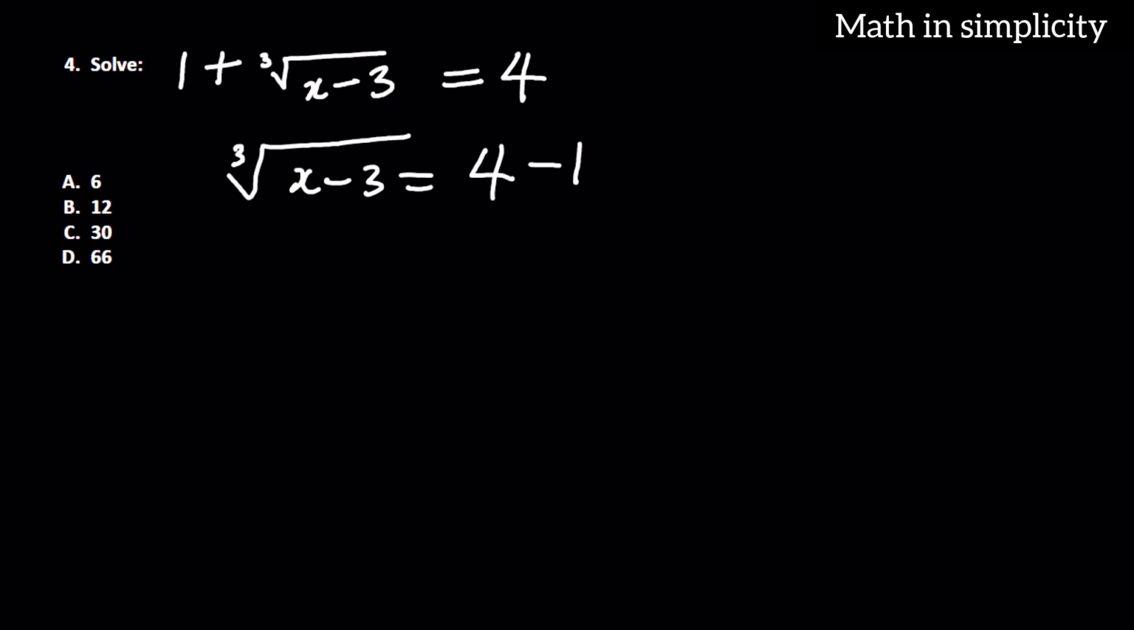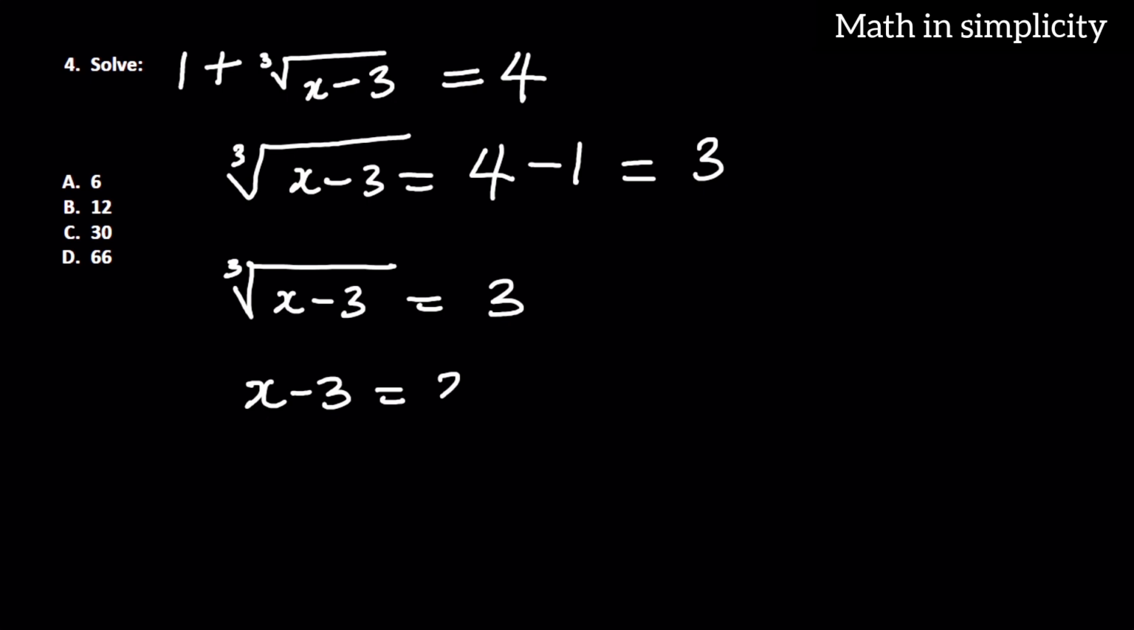Let me just simplify this further. 4 minus 1 is 3. So we now have the cube root of x minus 3 equal to 3. Now, if we want to eliminate this cube root, when it crosses the equality sign, it becomes x minus 3 equal to 3 raised to the power 3. This is just the normal thing we do.